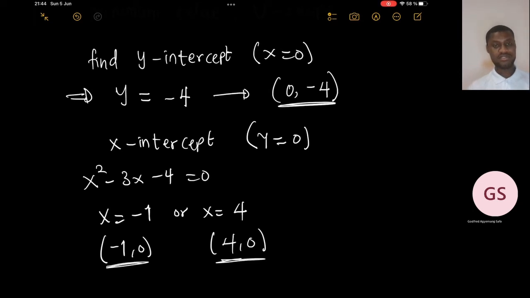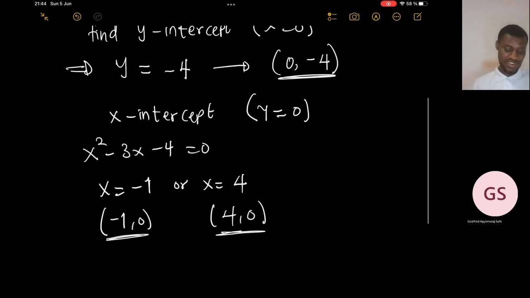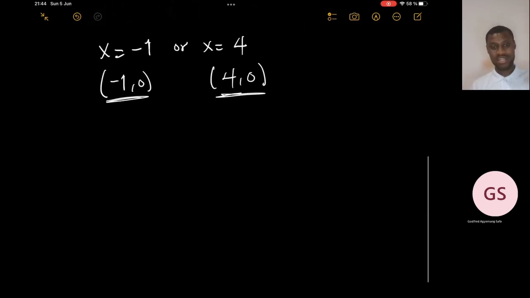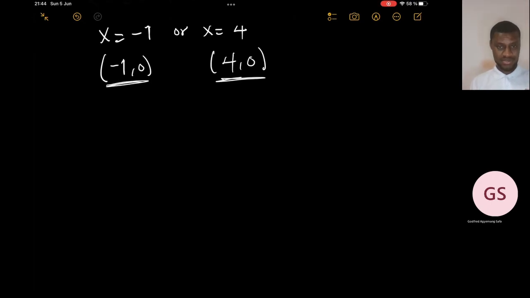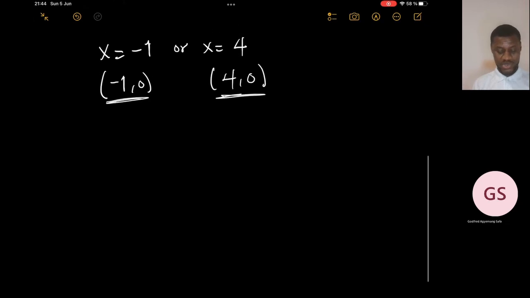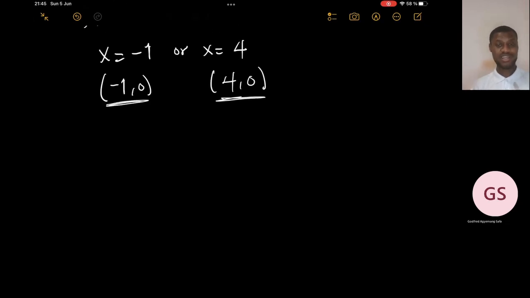What is left is to find the turning point and the minimum value. The minimum value is the value of y at the turning point. So now we need to find the x value at the turning point and the y value at the turning point. There are many ways of doing that. One way is to add the x-axis crossing points and divide by 2. You find the average between the x-axis crossing points, and the average will give you the x value at the turning point.